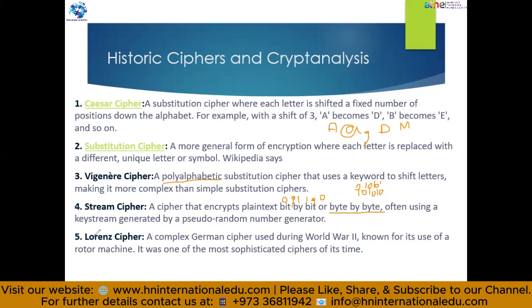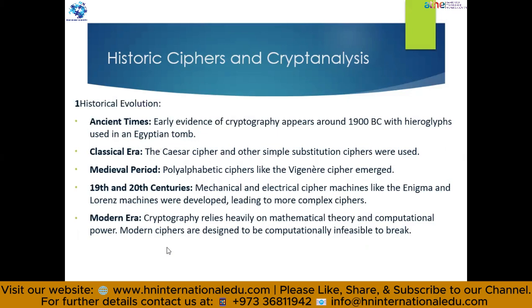Okay. Lorenz cipher, a complex German cipher used during World War II, known for its use of a rotor machine. It was one of the most sophisticated ciphers at that time. Okay. So you just need to understand that we have different sorts of techniques when we want to protect our data, when we want to use any secure method to convert our data into another form.